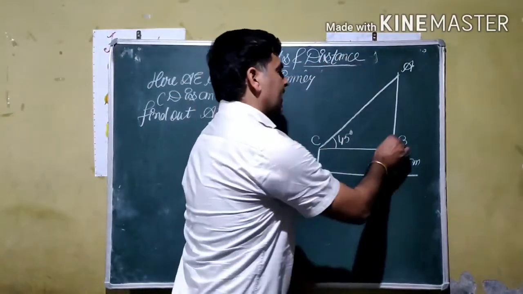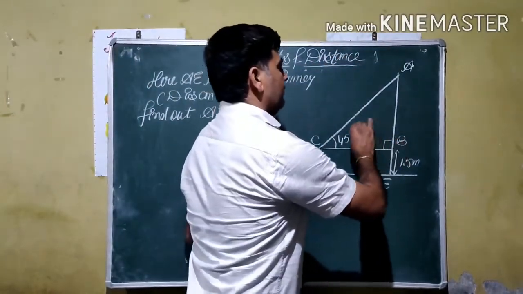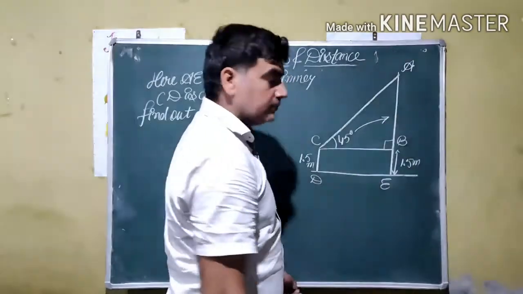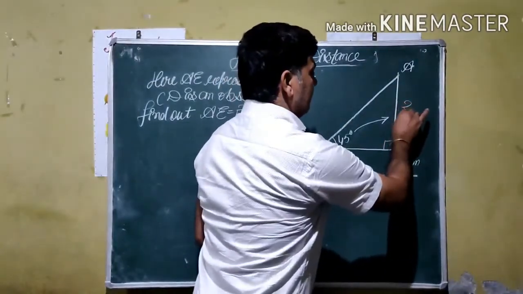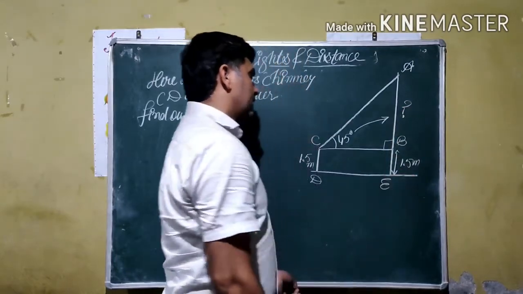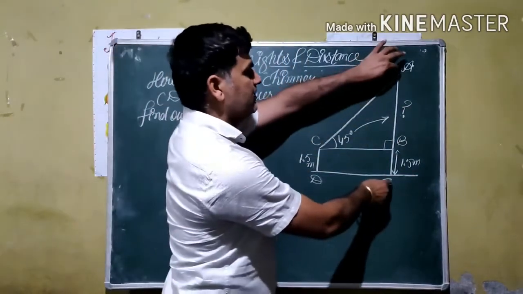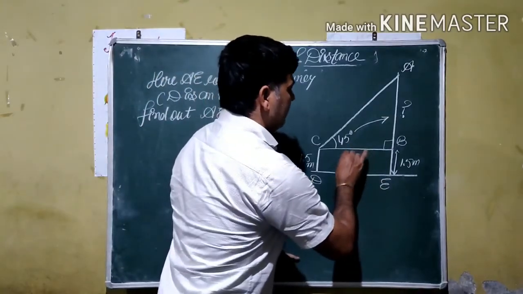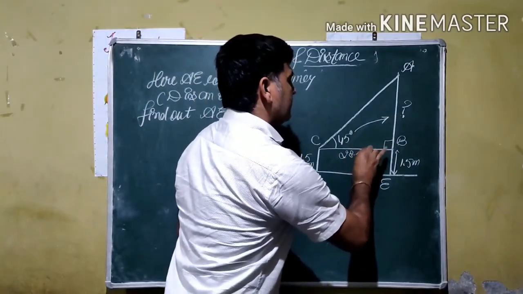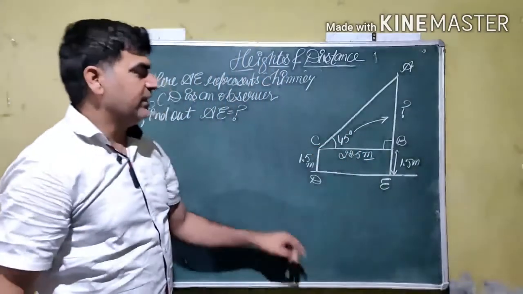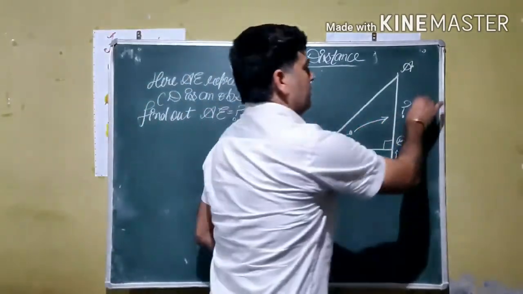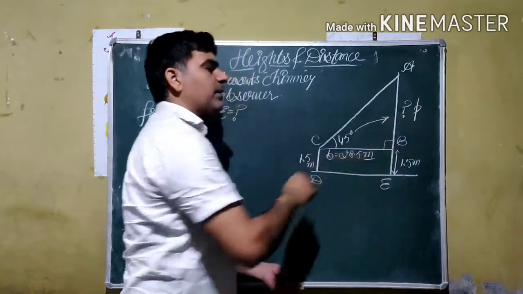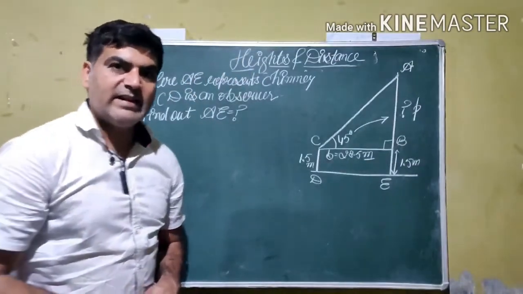If you see here, there is a right angle triangle ABC, so first of all we can calculate this side. This value we calculate first. By adding 1.5, we get the total height of the chimney, and the distance of the observer from the chimney is given as 28.5 meter. This is also given. So in front of the angle, this side is known as perpendicular. On 90 degrees, this side is known as base. So P by B is given by tangent of theta.